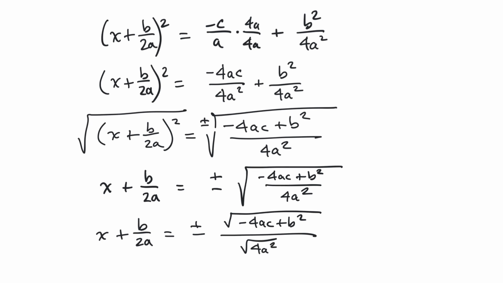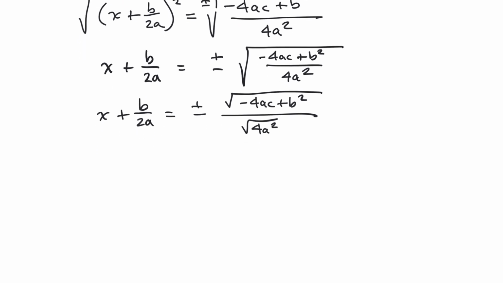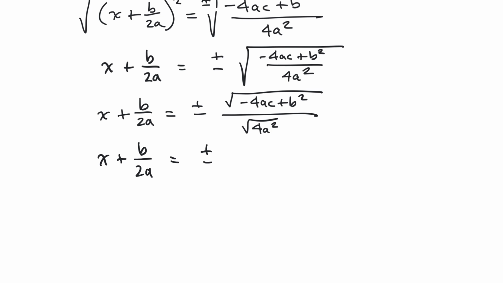Now this is cool because 4a squared is a perfect square. So the square root of that would just be 2a. So we'll rewrite that. This is x plus b over 2a equals positive or negative, and then we have the square root of our numerator, which is this, and our denominator is now just 2a.